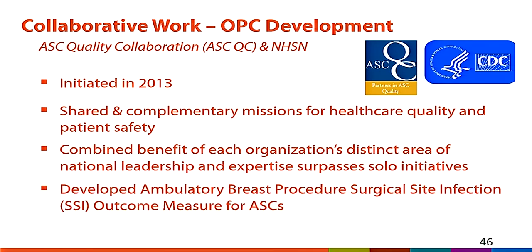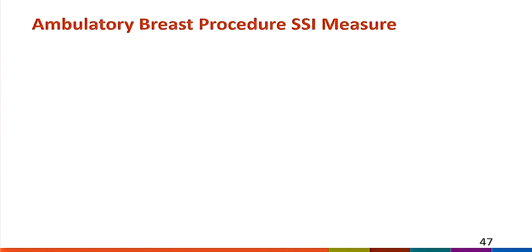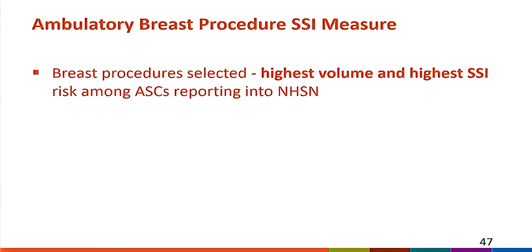The significance of the ambulatory breast measure is that it is a milestone toward developing SSI criteria for patients in the ambulatory surgery center. It also is helping to shape the landscape of the SSI module within the OPC. Based on the ASC data that had been collected within NHSN, breast procedures were selected because these procedures were found to be the highest volume operative procedure with the highest risk of developing an SSI.